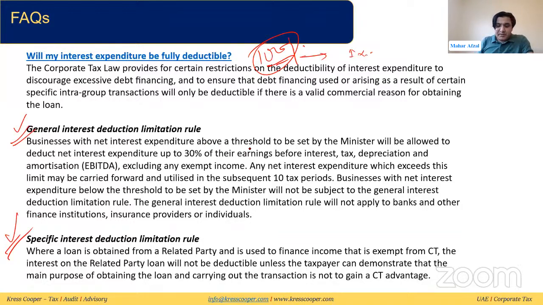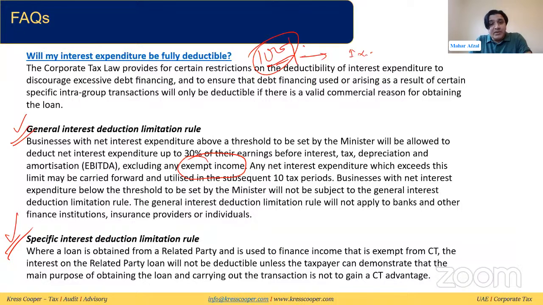Businesses with net interest expenditure above a threshold to be set by the minister will be allowed to deduct net interest expenditure up to 30% of their earnings before interest, tax, depreciation, amortization, excluding any exempt income. We have already discussed this. Any net interest expenditure which exceeds this limit may be carried forward and utilized in the subsequent 10 tax periods. Businesses with net interest expenditure below the threshold to be set by the minister will not be subject to any general interest deduction rules. The general interest deduction limitation rule will not apply to banks, financial institutions, insurance brokers, an individual who is carrying on the business, or any other person specified by the minister.